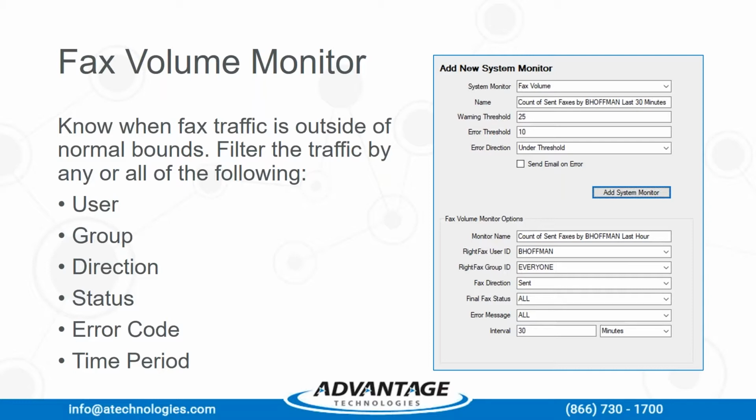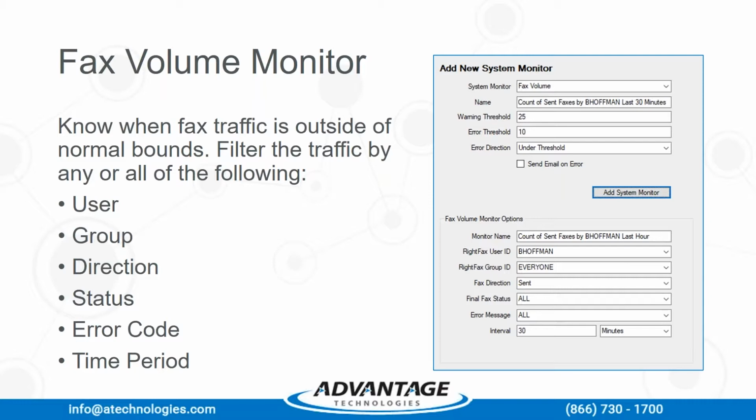For example, I have up here a new system monitor that I created. So we're talking about fax volume for a specific user. This is the B. Hoffman user. And we want to know, is his traffic under 10 faxes in the last 30 minutes? So we can track how many faxes he sent, and we'll know that if in the last 30 minutes he hasn't sent 10 faxes, there might be something wrong.